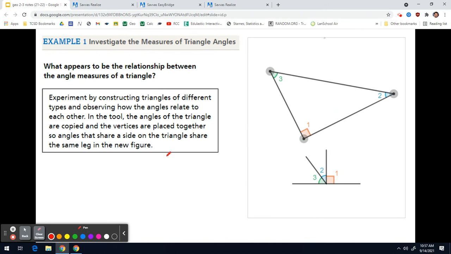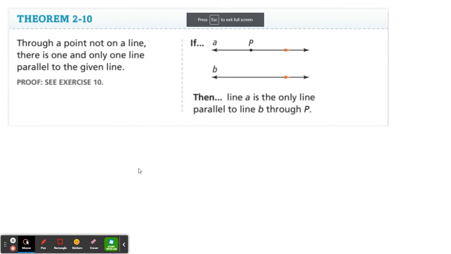All right, so let's come back here to our notes. So we got to talk about this theorem, they call it the parallel postulate in the books, but it's a theorem here, 2-10. It says through a point not on a line, there is one and only one line parallel to the given line. So in this picture here, you would start with line B and point P, and you would draw line A through point P, and line A is the only line parallel to line B that passes through point P. That's a lot of words, I'm sorry, but you're going to see where it's useful looking ahead.